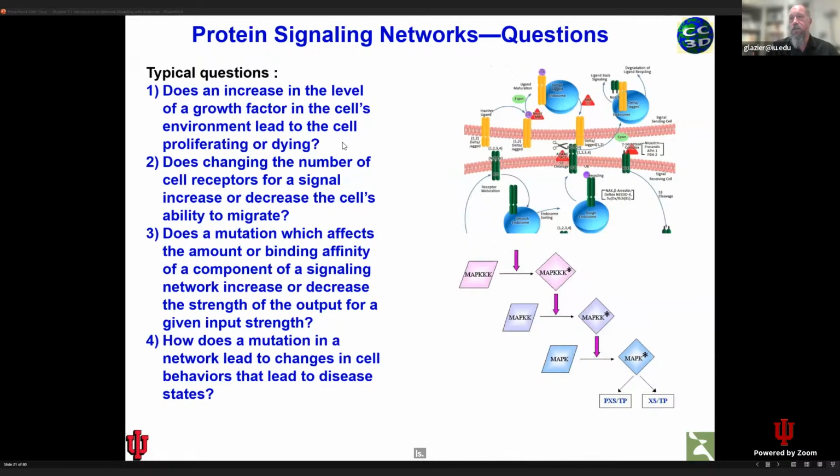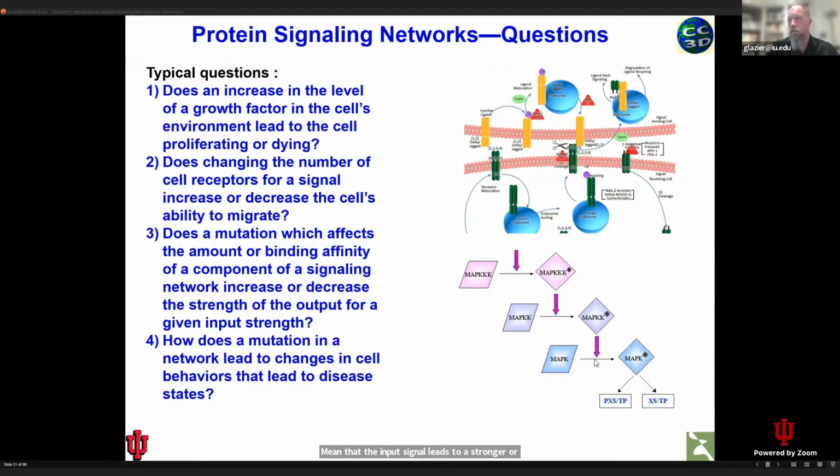Does that lead to the cell proliferating or dying? What does it do to the rate of cell growth or death? If we change the number of receptors on the surface of the cell, does that increase or decrease the cell's response? For example, does the cell migrate faster or slower? Does a mutation that affects some component of one of these networks mean that the input signal leads to a stronger or a weaker output?